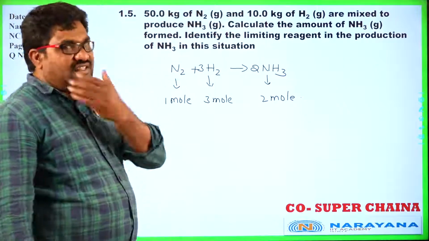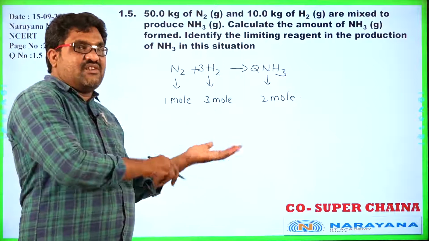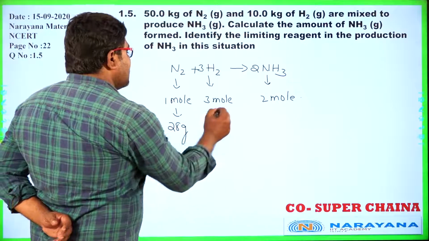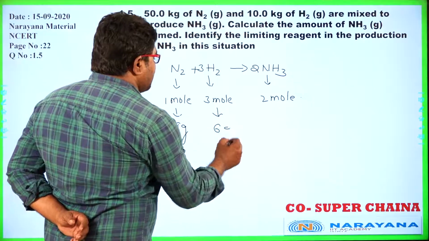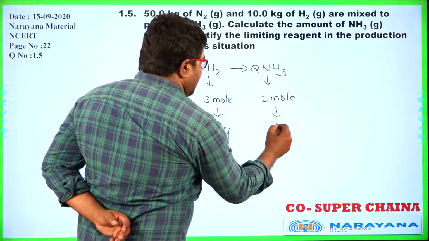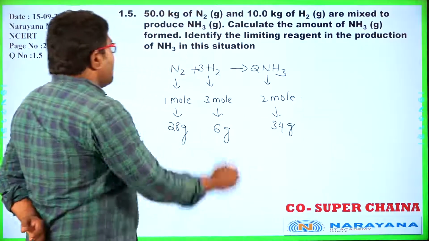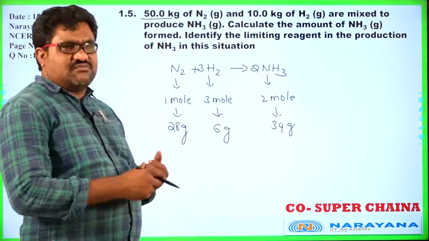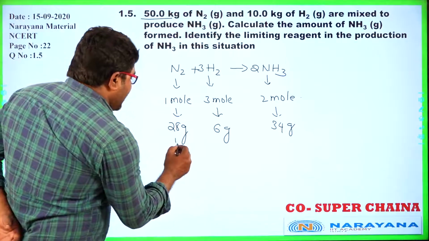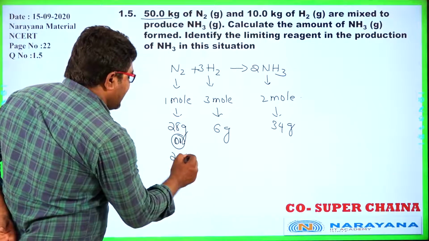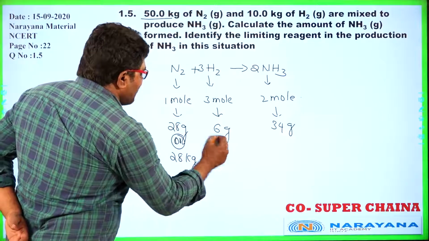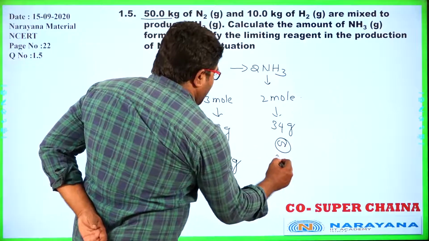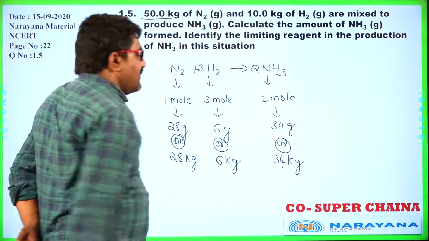Now he has given the weights of all the substances, so I need to change the number of moles into corresponding weights. 1 mole of nitrogen means 28 grams. Here 3 moles means 3 into 2, 6 grams. Here 2 moles means 2 into 17, 34 grams. But in the given data, weight is taken in kgs, so we can take that ratio, no problem. For 28 kg of nitrogen, it requires 6 kg of hydrogen and forms 34 kg of ammonia.